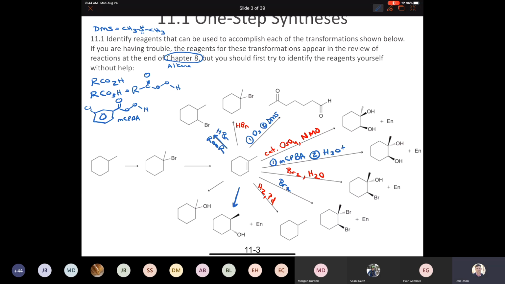Yeah, Diego says it's anti, so does Skylar, so does David. Well, three people say it's got to be true, right? It's just like the internet. Absolutely. So that's an anti-Markovnikov addition.